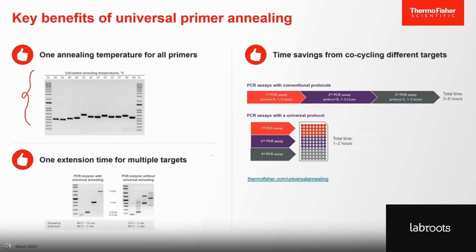The figure at the bottom left shows PCR results of enzymes with or without the universal annealing feature. Look at the differences. Because of the first two features mentioned, different PCR assays can be cycled together on the same block. For example, co-cycling, which is the bottom right figure. Typically, with other enzymes, different PCR assays need to be run sequentially, which can take way more time.